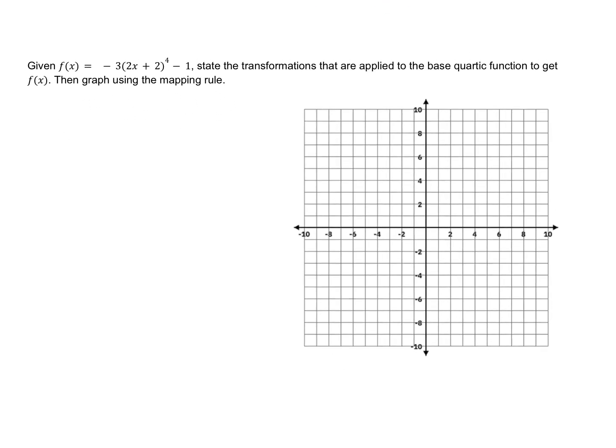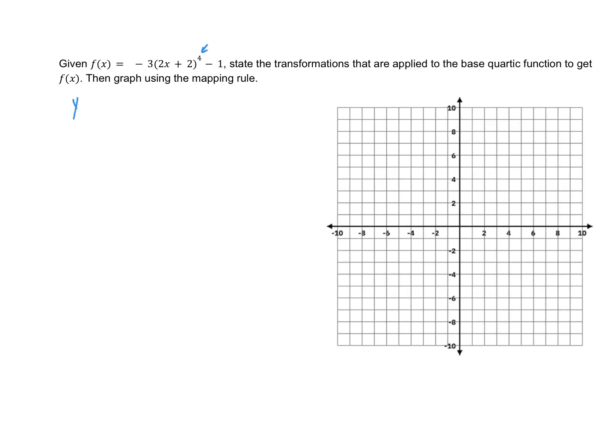So this is to the power of 4, so that's how we know that the base function is going to be y equals x to the 4. So you know what, this time I'm going to change up the order. I'm going to start with the base function, table of values, and graph, then I'll state the transformations and do the mapping rule.